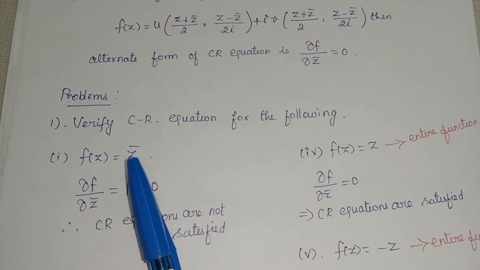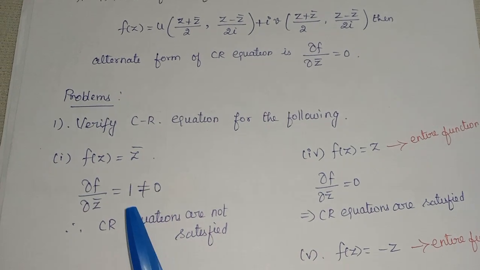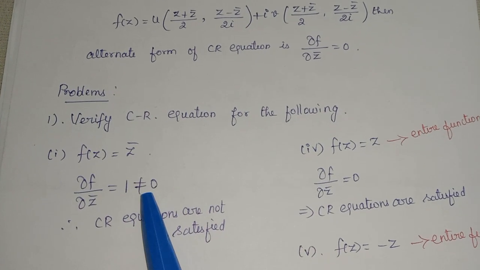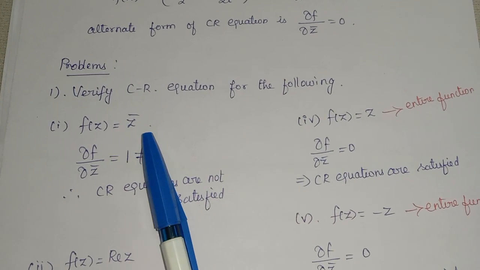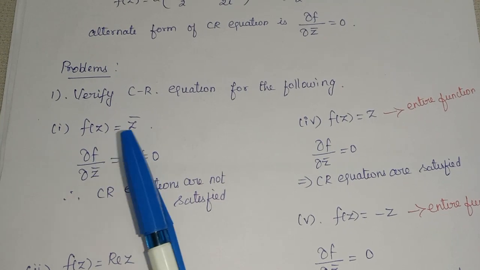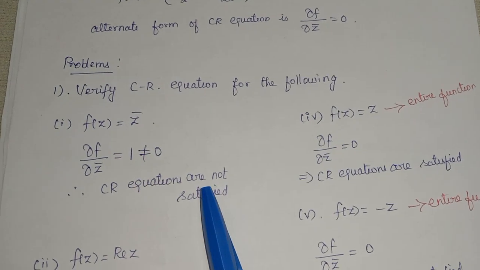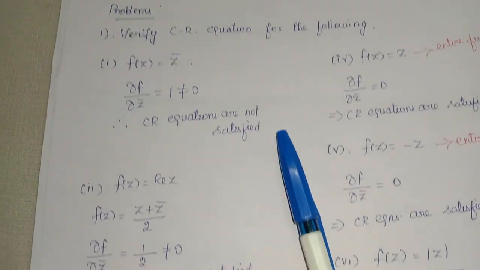Here z bar is there, no. If you differentiate this with respect to z bar, the answer is 1. It is not equal to 0. So CR equations are not satisfied. So what can you say about this function? This function is not differentiable. Not satisfied means directly you can write not differentiable.